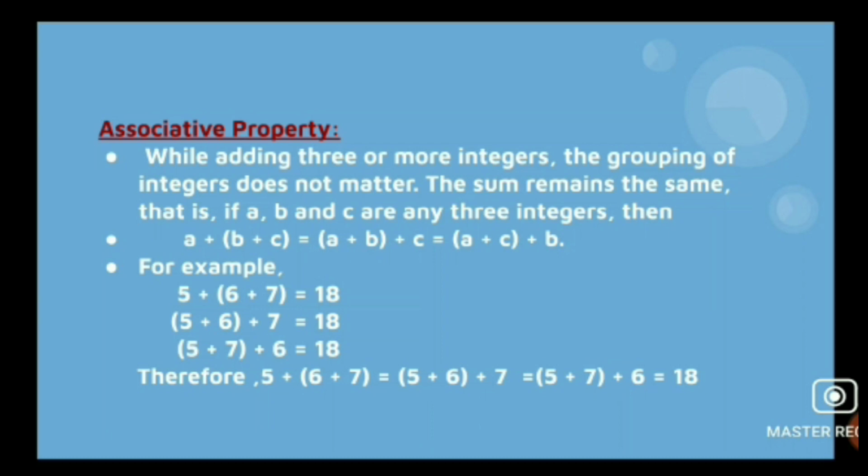Next, regroup the numbers as (5 + 7) + 6. So 5 plus 7 is equal to 12. 12 plus 6, 18. So however we are interchanging the numbers, we are getting the same result as 18. Therefore, associative property is also satisfied under addition of integers.